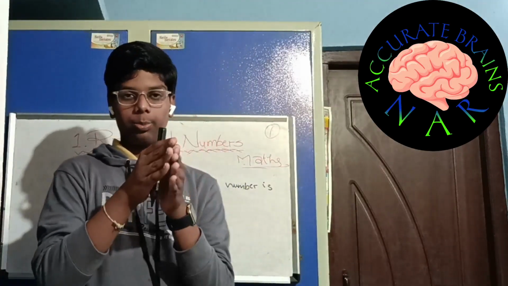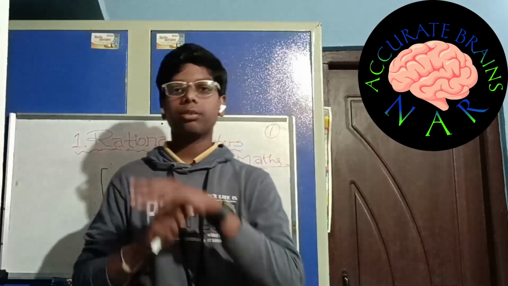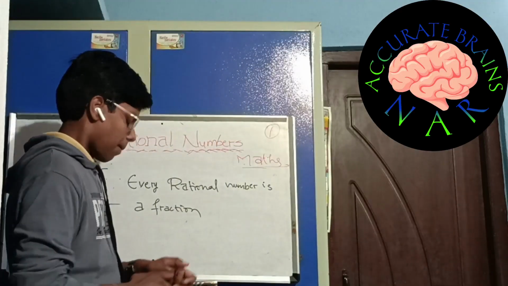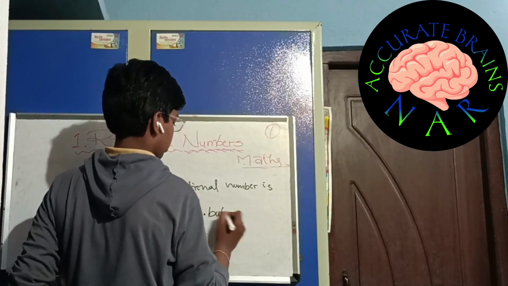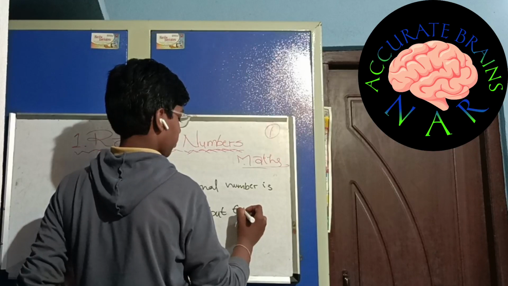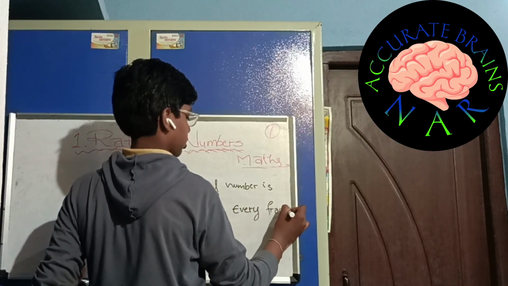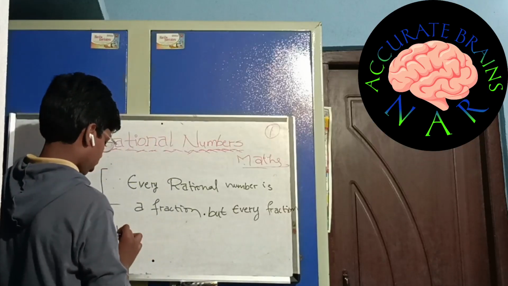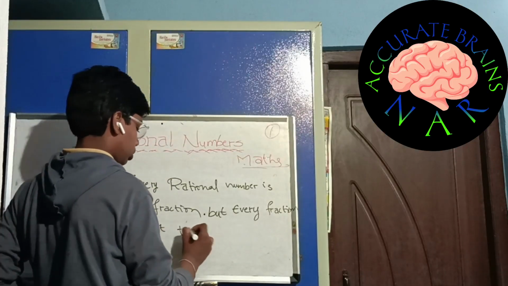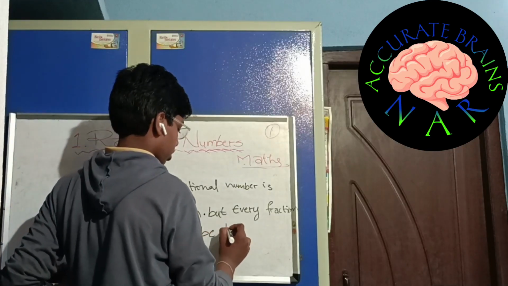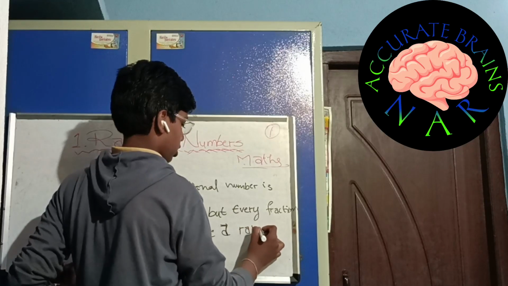After this, these all are fractions also. They are in the form of fractions, right? So these are all our fractions also. But here we got a rule: every fraction need not to be a rational number.